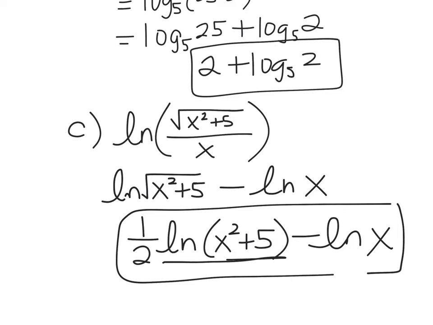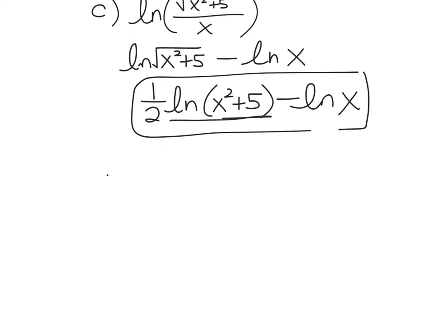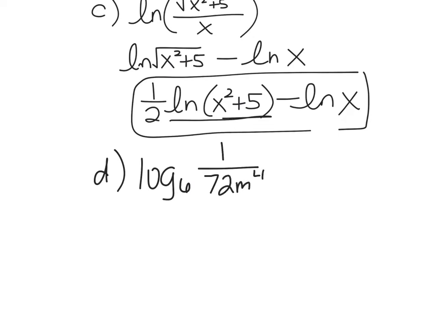Okay, let's do one more. The last one's a tough one. You ready for it? Yep. All right, let's do log base 6 of 1 divided by 72 m to the 4th. Okay. Now there are 3 different things here. I have a 1 up top, a 72, and an m to the 4th. So I need to write this in 3 logs to start off with, okay?